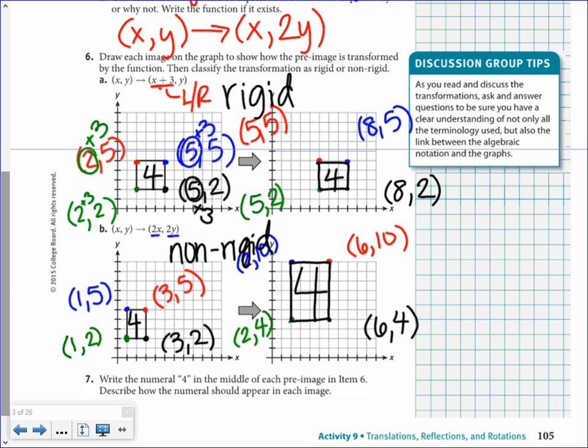So that'd be like if you took a piece of paper to a copier and you enlarged it. It's not going to change a 4 to an 8 on your print. It's just going to make them bigger.